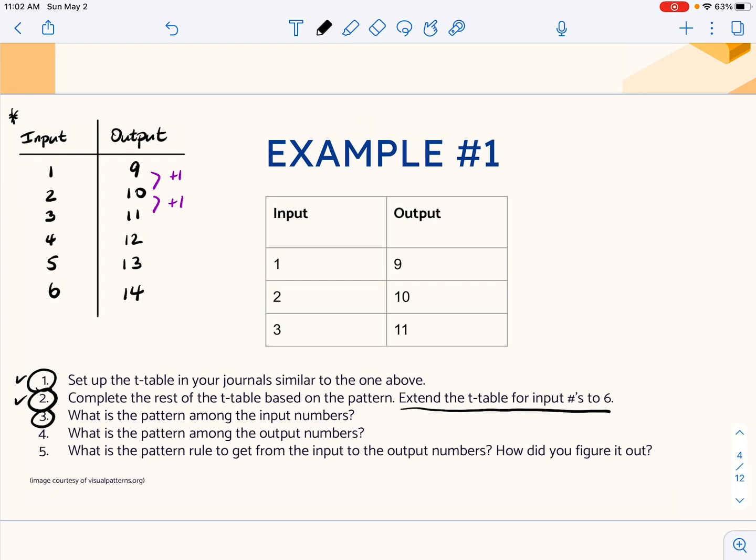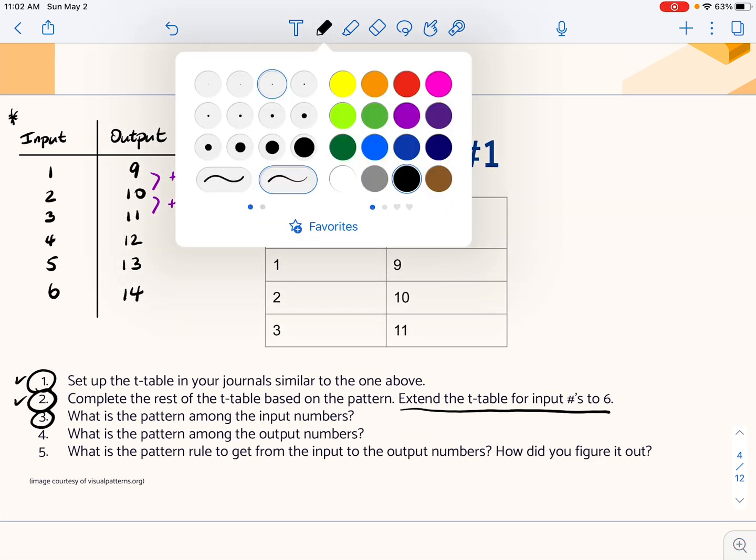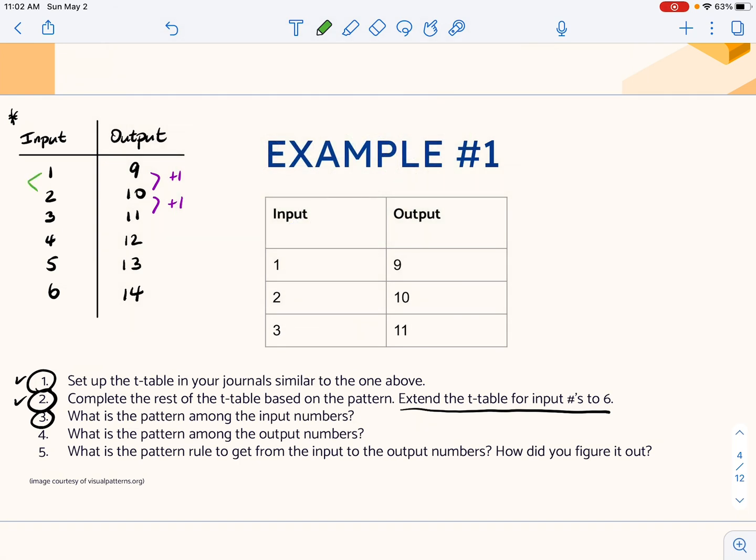What is the pattern among the input numbers? I'm going to use a different color here, let's use green. Okay, so I look at the pattern amongst the input numbers, and I can see that you're starting at 1 and you're adding 1 every time. Okay, so that's how you describe the pattern among the input numbers. So start at 1, and you can jot this down. Then add 1 each time, because you'll be asked to describe the pattern among the input numbers.